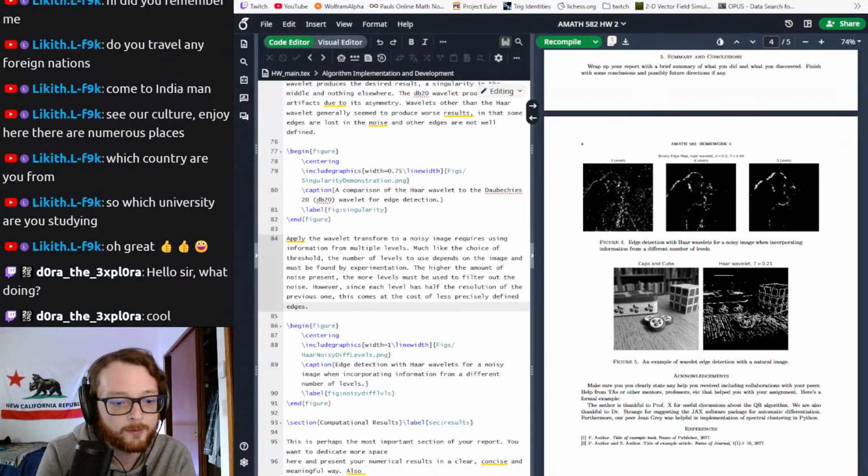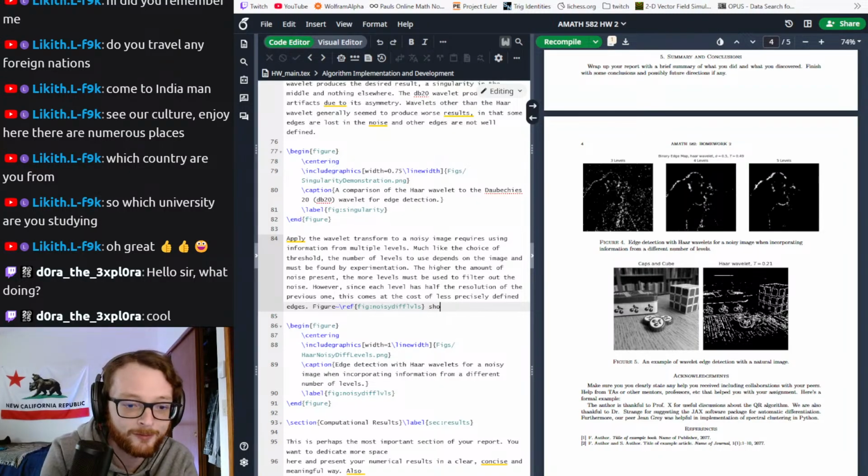Okay, so now let's reference this figure. Figure, noisy, different levels. Shows feels like such a... I feel like I should have a fancier word than shows that I can say, but I don't know. Depicts, that's a fancy word.